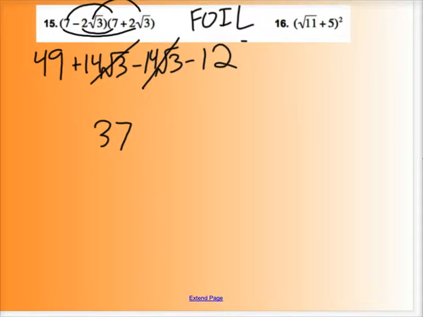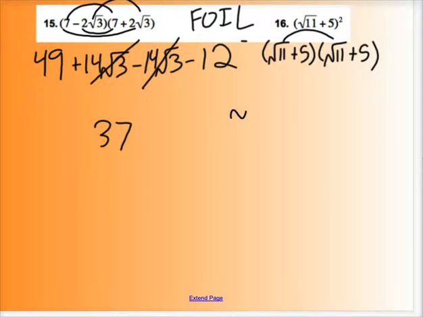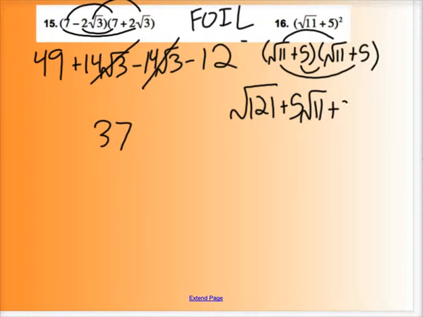Now, I said FOILing is the key here, but number 16, it doesn't look like I can FOIL it yet. Now, number 16, this is where you need to remember that you should write this out twice. When you have it squared like that, remember that's the same thing as multiplying itself. So when I look at that now, this is something that I can FOIL. Square root of 11 times square root of 11, square root of 121, 5 square roots of 11, another 5 square roots of 11, and then finally 25.